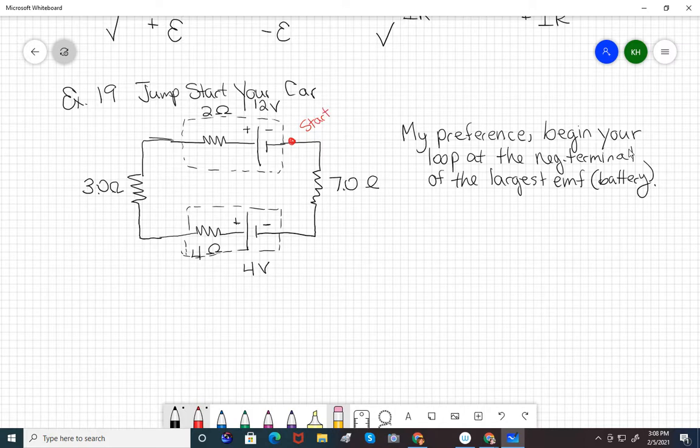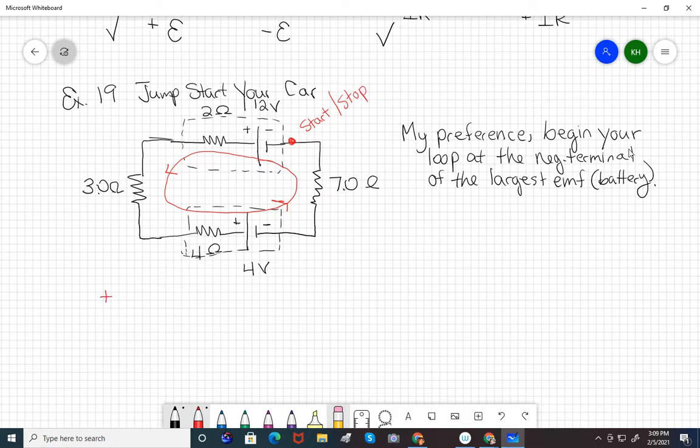I know that in a battery, current normally goes from low to high potential, and then the rest of the circuit will normally drop all the way around. So you have to decide which way you think current's going to flow. I think the bigger battery will determine the current, so I'm going to assume that current flows in a loop like this. When we go all the way around, we start and stop at the same place. So I'm going to start here, and I'm going to go around my loop.